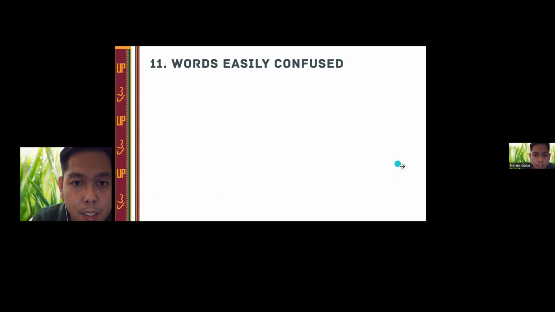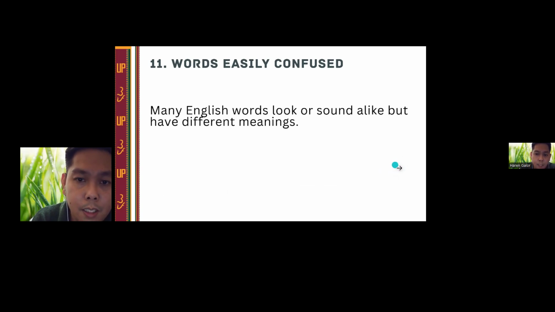Next, we have words easily confused. So what are these? These are English words that look or sound alike. Look, because at first glance, when you're reading or thinking, they will look similar in your mind or to your eyes, and they will also sound alike. These are words that are not misspelled, but actually correctly spelled words that are entirely different words. And because these are entirely different words, they have entirely different meanings.